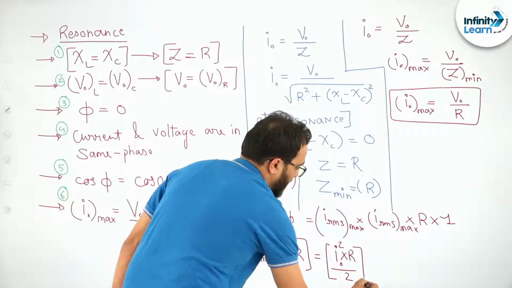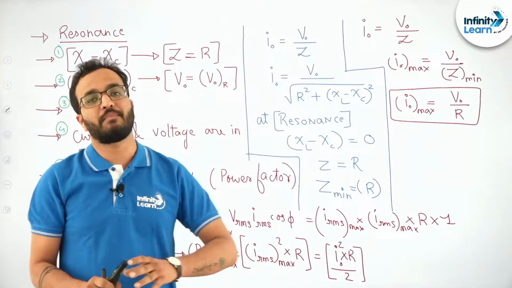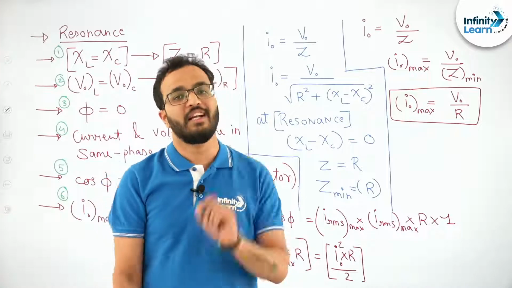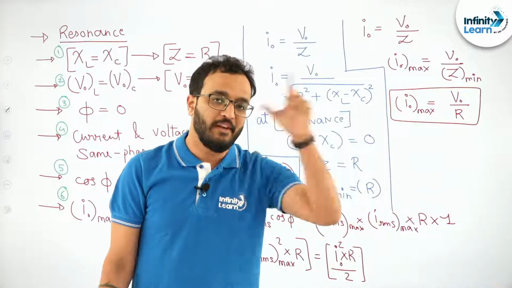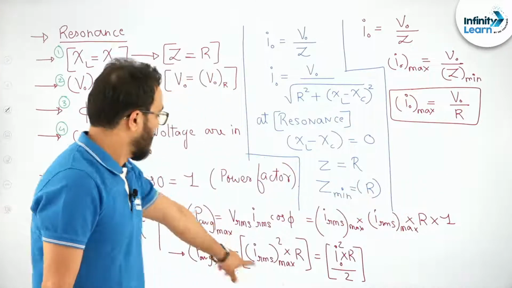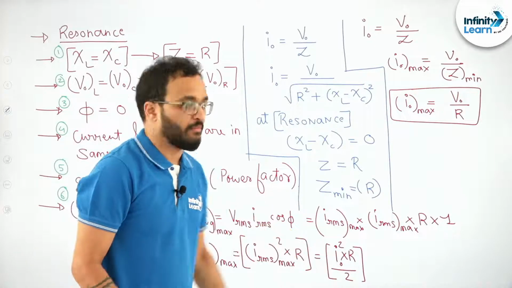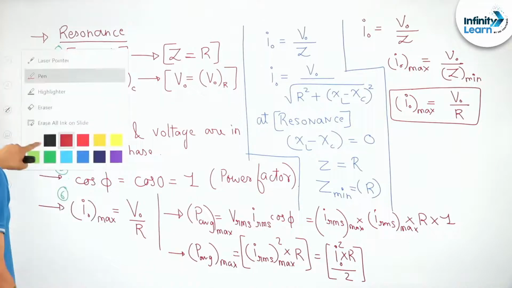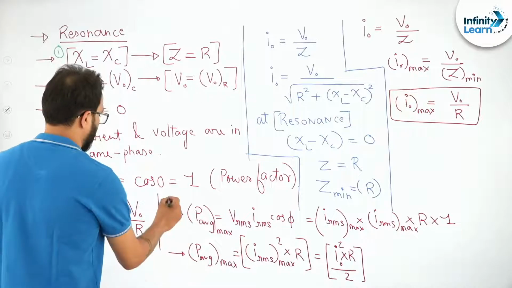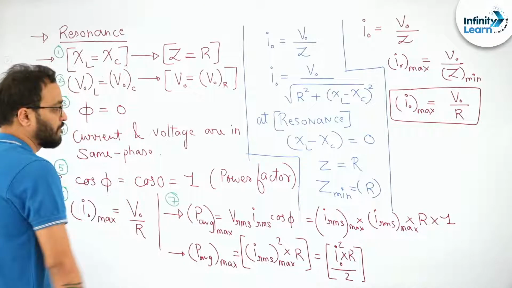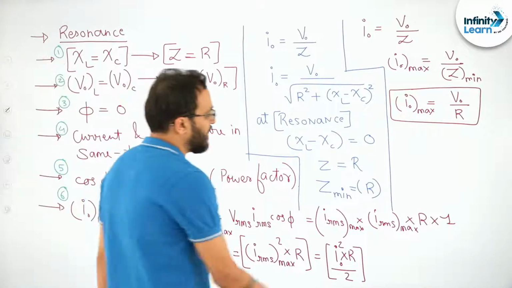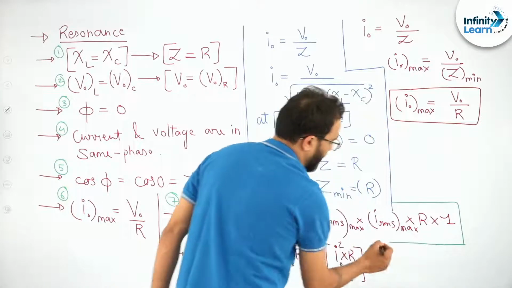So whenever they ask you what can be the maximum value of the power consumption in any circuit, you will say it will happen during resonance when impedance becomes equal to R and power becomes maximum. So consumption of the power is maximum in the circuit right now. This is the 7th point which takes place here. Okay, so these many things happen during resonance.